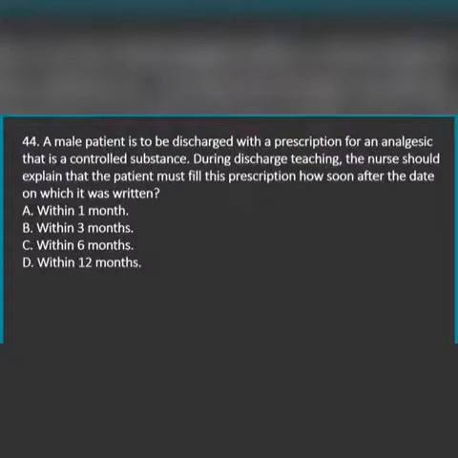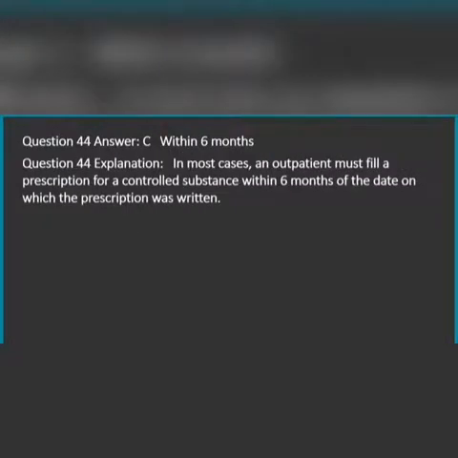A. Within 1 month. B. Within 3 months. C. Within 6 months. D. Within 12 months. Question 44. Answer: C. Within 6 months. Question 44. Explanation: in most cases, an outpatient must fill a prescription for a controlled substance within 6 months of the date on which the prescription was written.